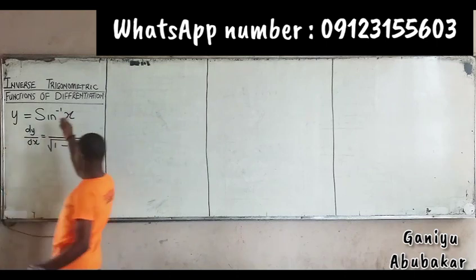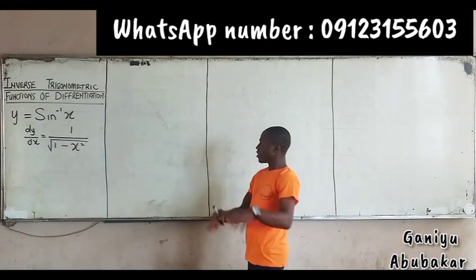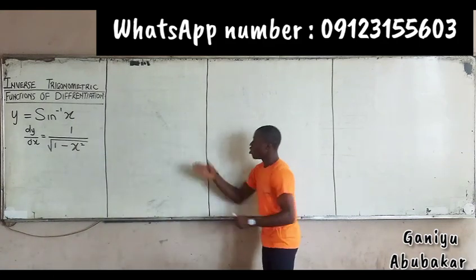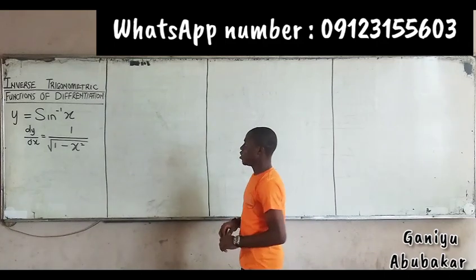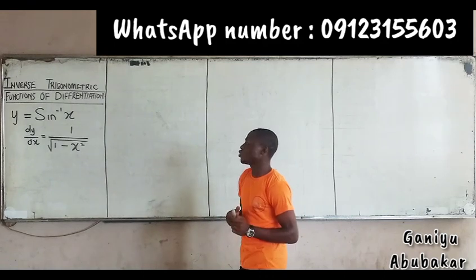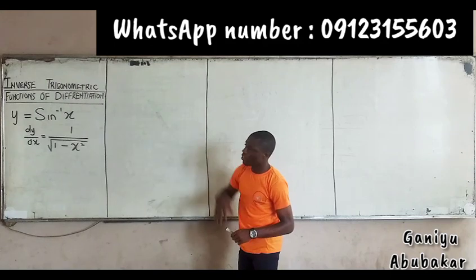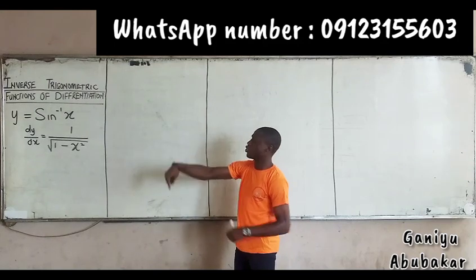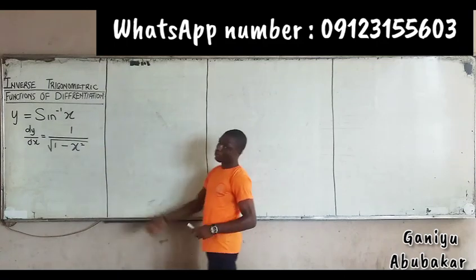Given that y is equal to sine inverse of x, dy over dx is equal to 1 all over root 1 minus x squared. So the fact says that if you are given that y is equal to sine inverse of something, or perhaps sine inverse of x, note that dy over dx is 1 over root 1 minus x squared.